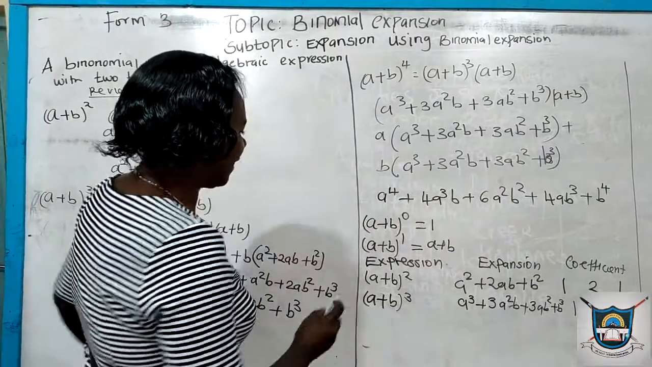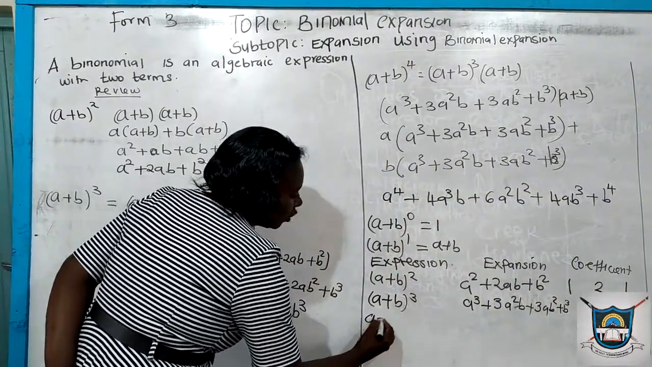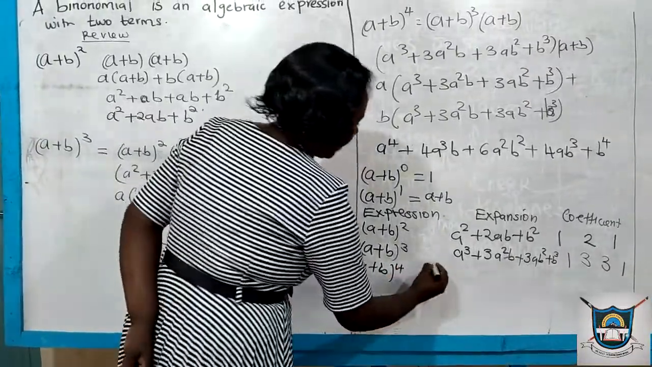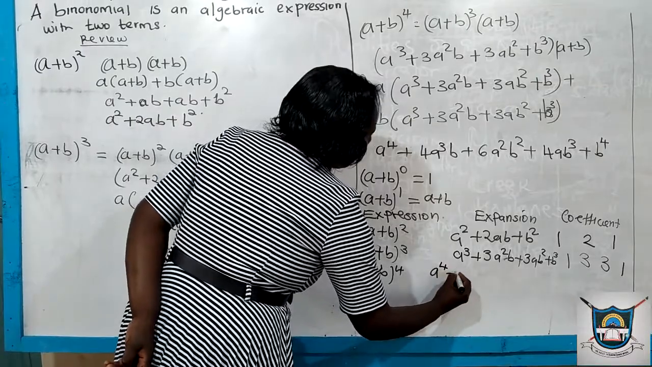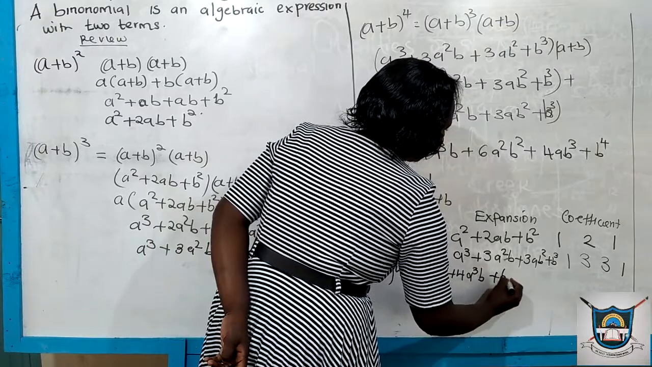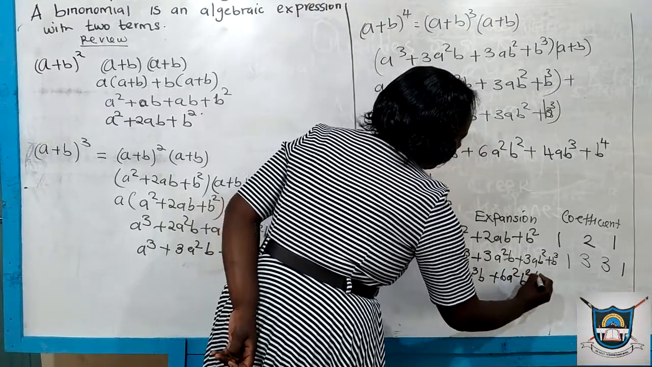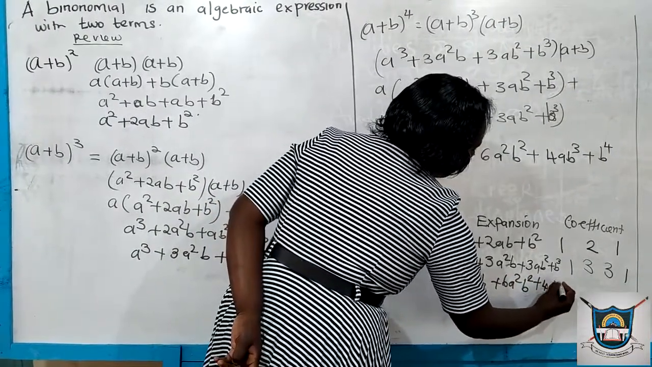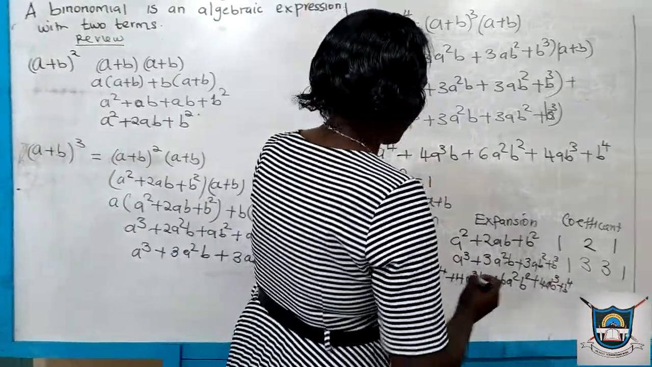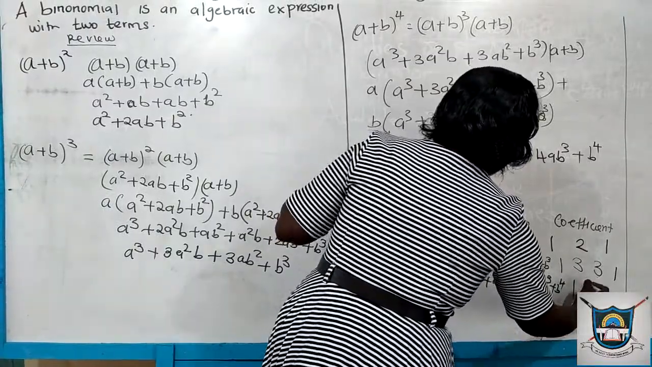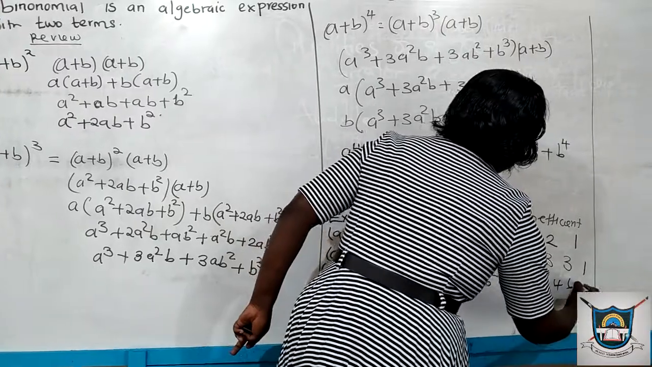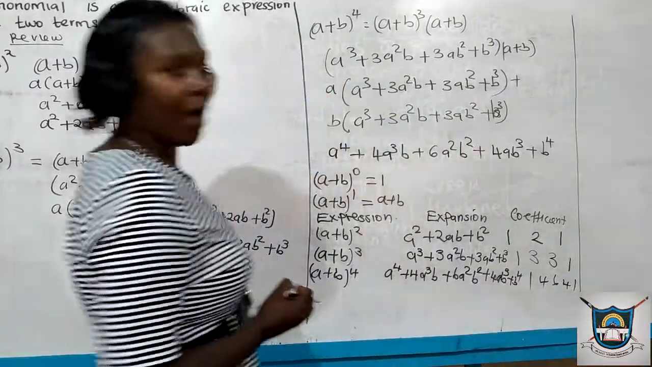The last one we did is (a + b) power 4. The answer was a to power 4 plus 4a cubed b plus 6a squared b squared plus 4ab cubed plus b to power 4. Its coefficients are, the first one has 1, the second one has 4, the third one has 6, the fourth one has 4, and the last one has 1.